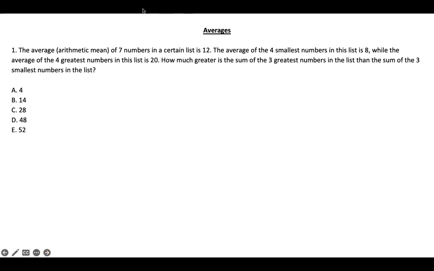First question, Alia. Could you read the question for us quickly? So the average arithmetic mean of 7 numbers in a certain list is 12. Stop right there. What information can you gather? 7 numbers average 12. What does it imply? You have 7 numbers that have an average of 12. What is the sum of these numbers? 7 into 12, number of terms into average. So sum is 84.